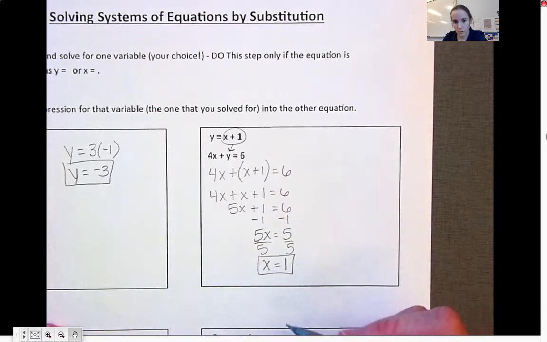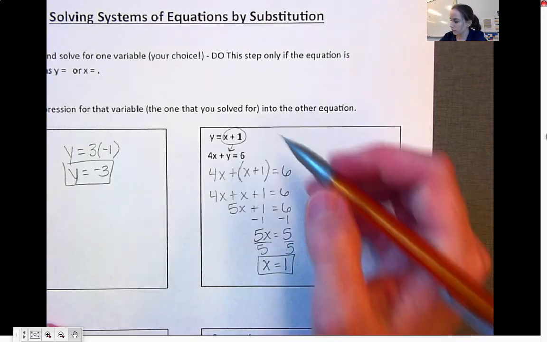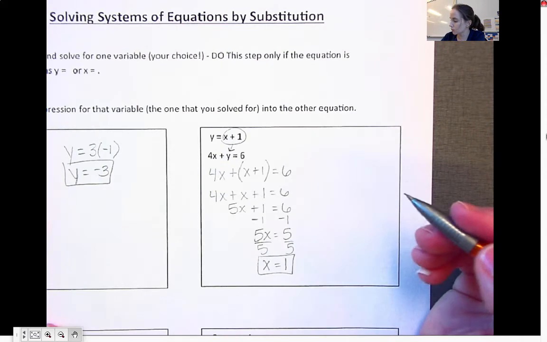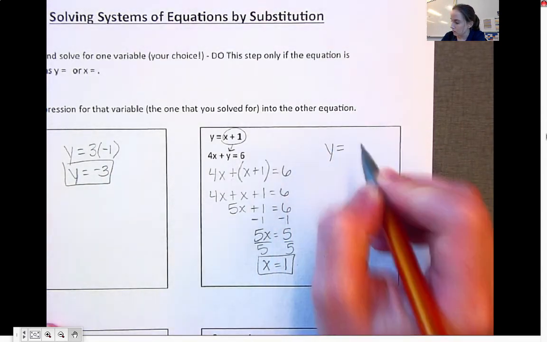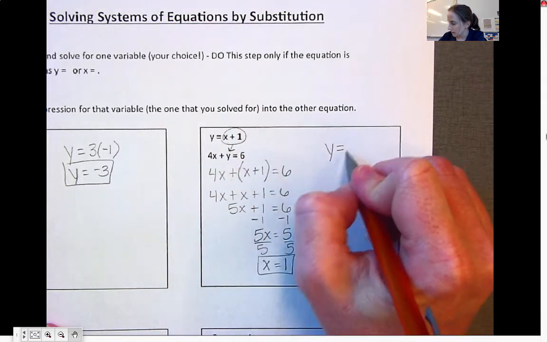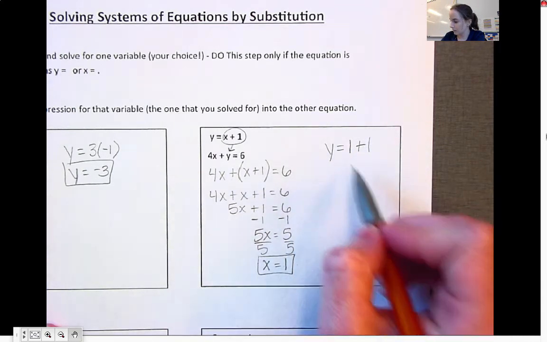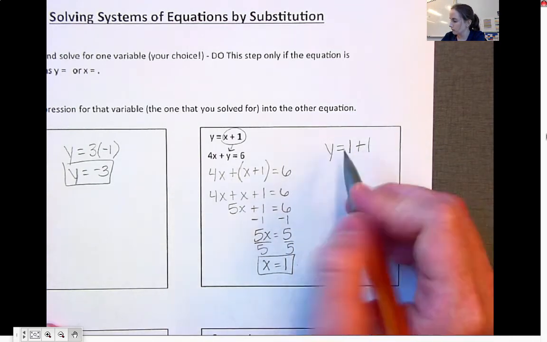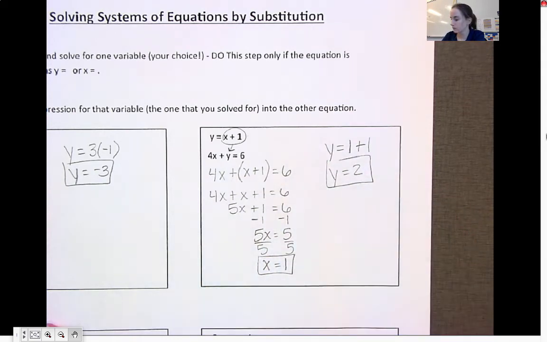I need to find out what y is, so I'll take my x equals 1, and I'm just going to go back to the first equation because that looks easy to work with, and I want to solve for y. Y equals x plus 1, so I plugged in my 1 and said plus 1, so y equals 2. You want to make sure that you get an x value and a y value.